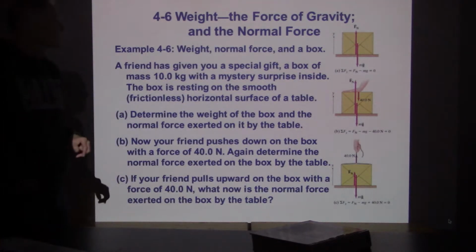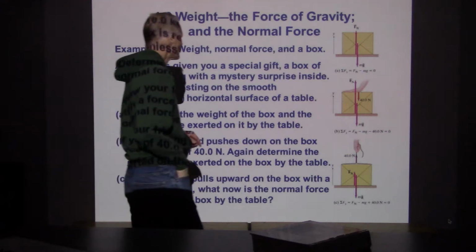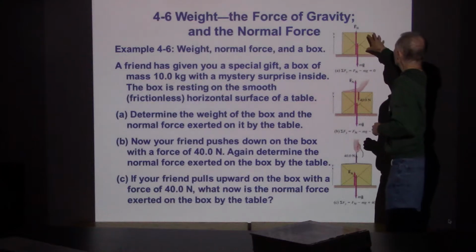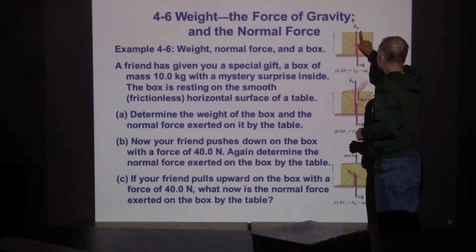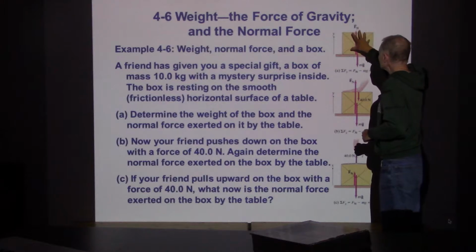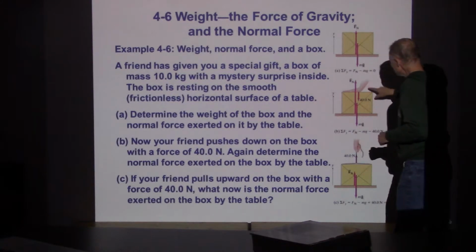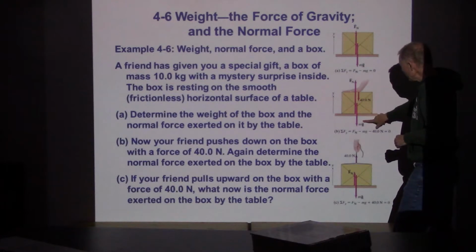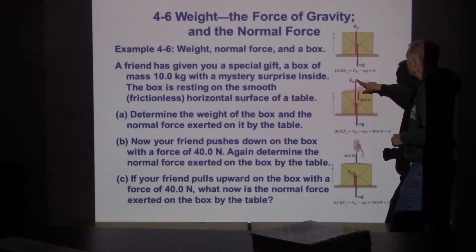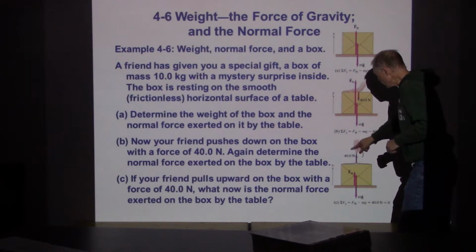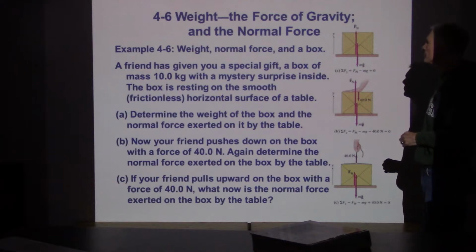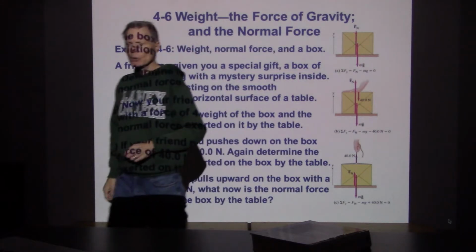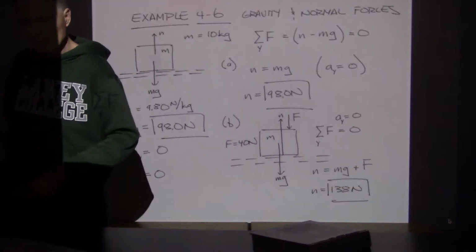Okay, so let's try this mysterious box. This, for better or worse, this box is going to follow us through this chapter and the next chapter. So we have a box. It's got a gravitational force. It's got a normal force acting on it. We're going to start off just setting it on a table. And then we're going to push down on it with 40 newtons and ask what happens to the gravitational force, what happens to the normal force. And then we're going to lift up with 40 newtons and ask what happens then. Now the box, they tell us, has a mass of 10 kilograms. So let's see what happens with these three different cases.